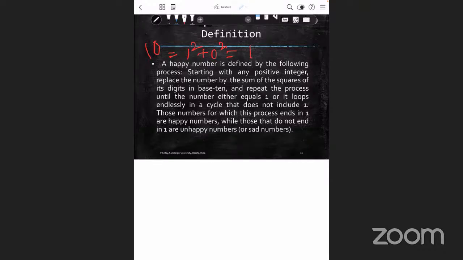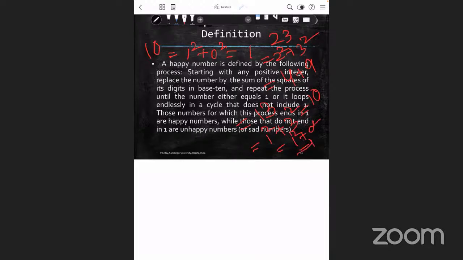Another example is 23. 23 can be written as 2 square plus 3 square. 2 square is 4 plus 3 square is 9 gives us 13. 13 can be written again as 1 square plus 3 square gives us 10. And 10 can be written as 1 square plus 0 square gives us 1.